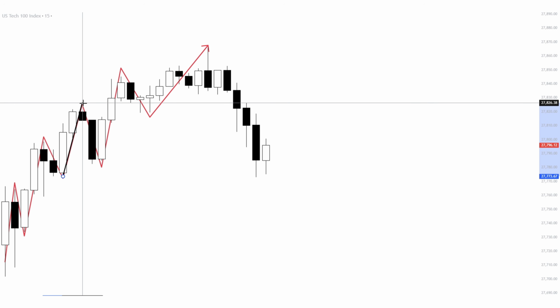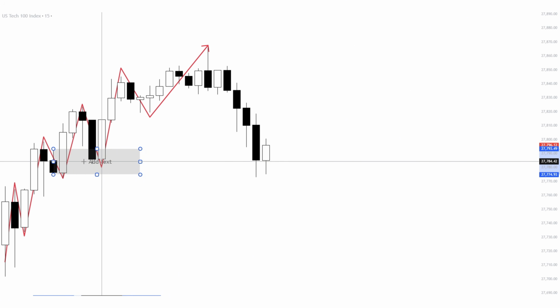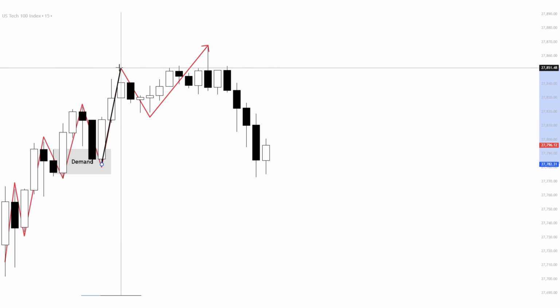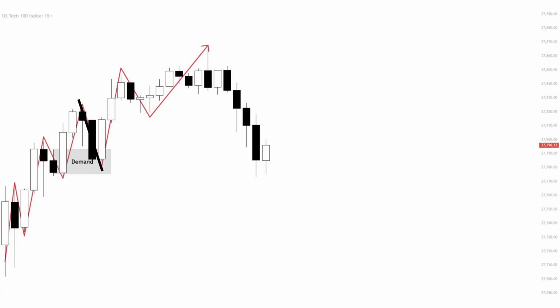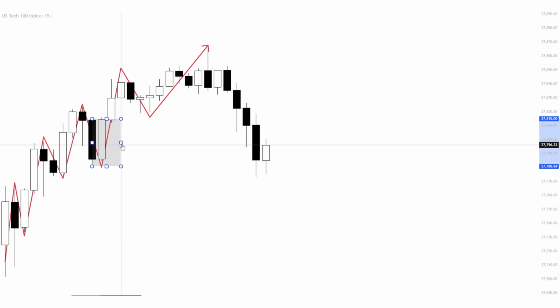Now this upside push, as long as it pulled back down before going up, it should leave another demand. We can see again that the price pulled back into the demand and bounced to the upside, breaking the last high. This upside push had the pull to the downside, so it leaves another demand.